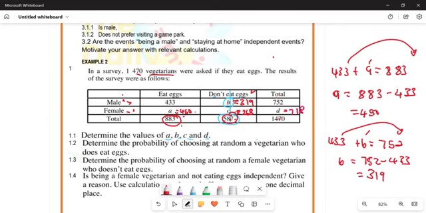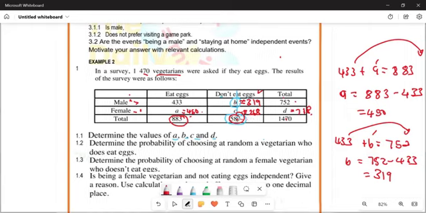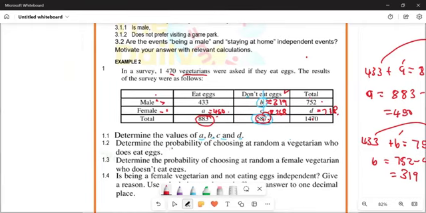718. So these are the number of females, and then these are the number of males. Okay, let's go and work it now. Now that we have this information, we can go and determine the probability of choosing at random a vegetarian who does not eat eggs.